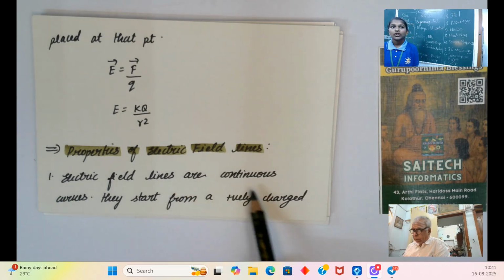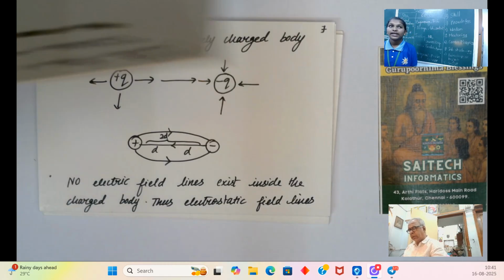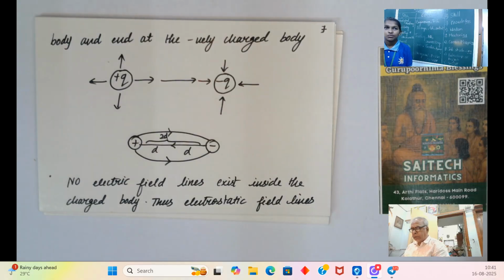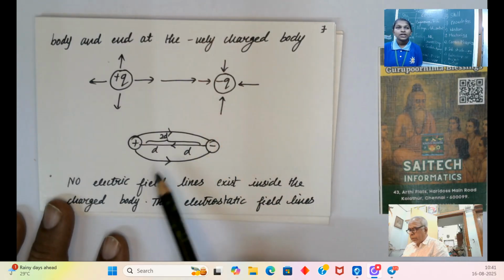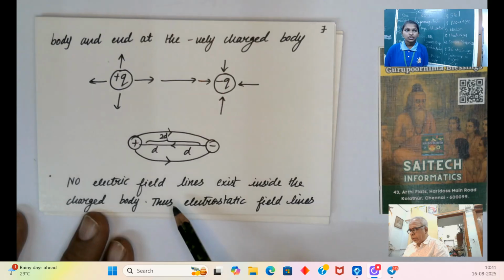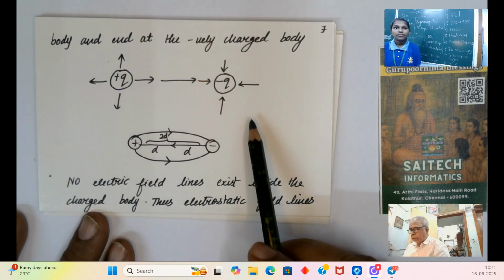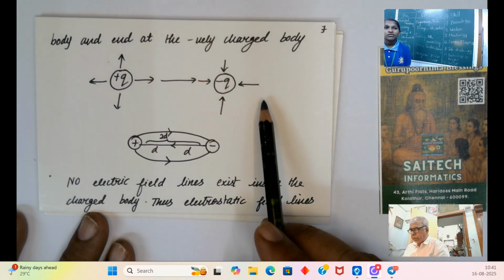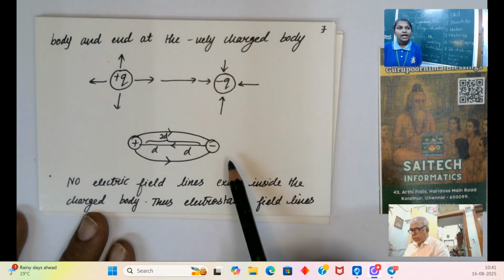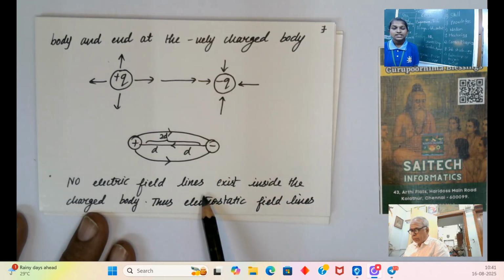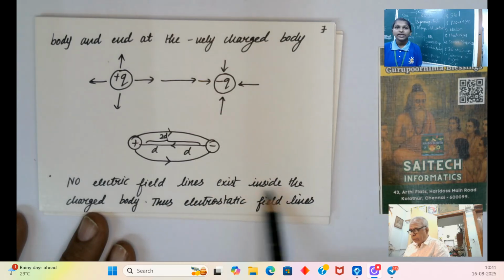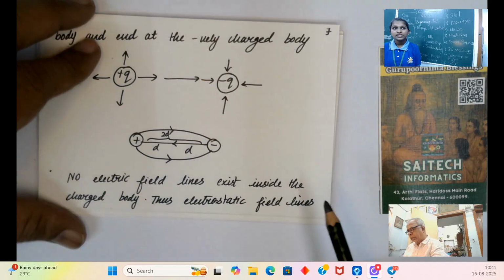Now we'll be seeing about some basic properties of electric field lines. Electric field lines are continuous curves because they start from a positively charged body and end at a negatively charged body, where you can see the simple representation of plus Q and minus Q. And then I have done a diagram based on electric dipole, which will be explained later. And now, no electric field lines exist inside the charged body.